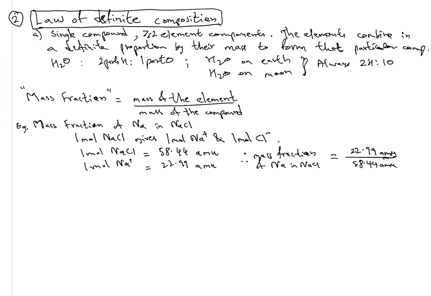Now this turns out to be 0.3934. So that is the mass fraction, but we often express that as percentage and call it mass percent. So mass percent or mass fraction percent for sodium in sodium chloride will be the mass fraction multiplied by 100, so that will turn out to be 39.34%.